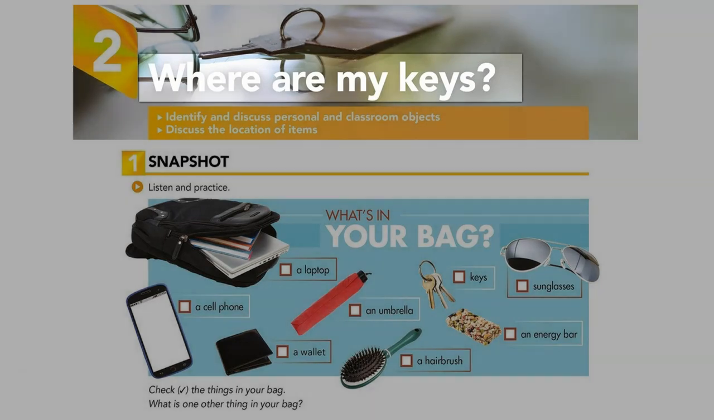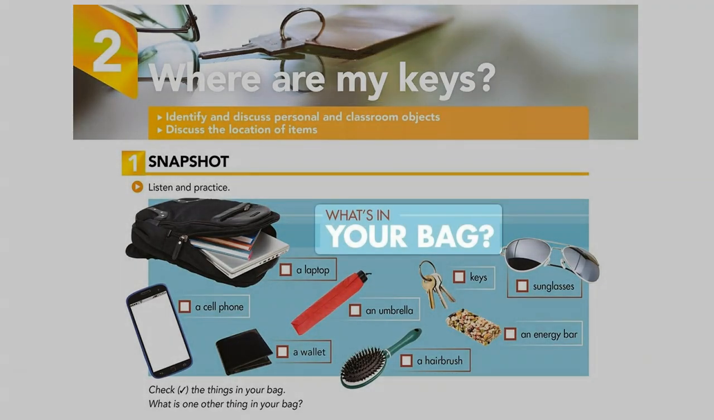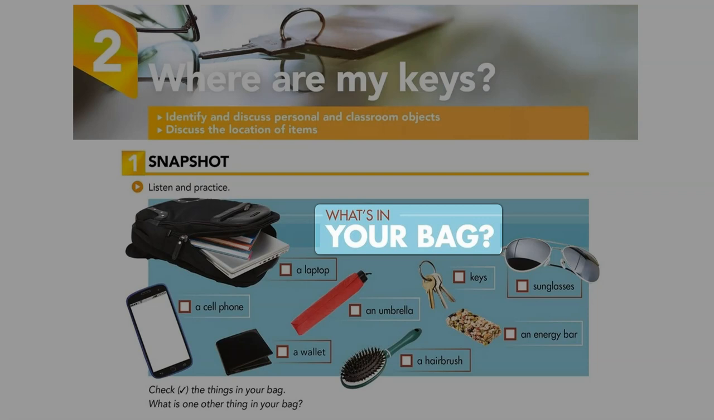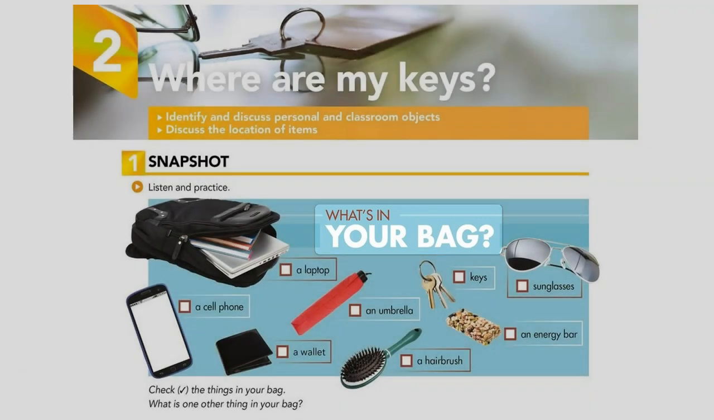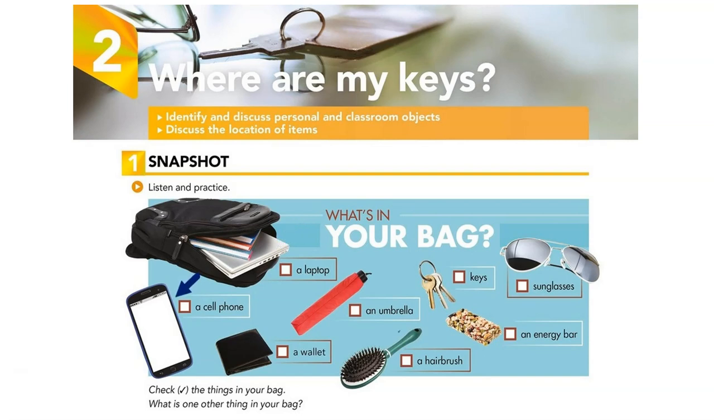Where are my keys? Snapshot. What's in your bag? Listen and practice. A laptop. A cell phone. A hairbrush. Sunglasses. A wallet, keys, an umbrella, an energy bar.